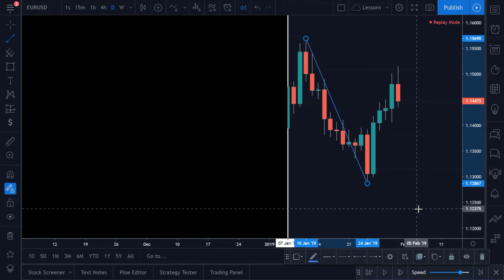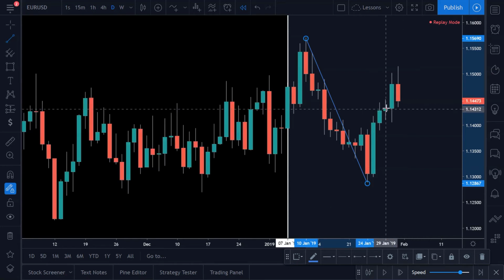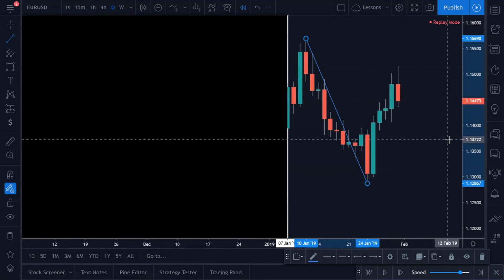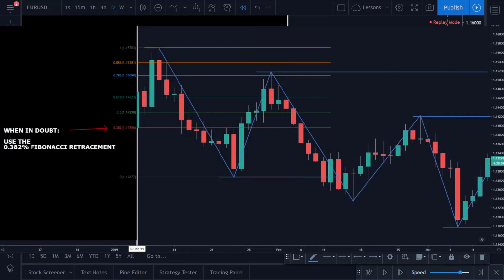Now, this is where a bit of subjectivity comes into play. How large does the candle have to be? What about the wicks? Does a doji count? And so on. I'm going to have to leave it up to you to determine your own rules for deciding that. This video is going to be far too long if I go into the nitty-gritty details.